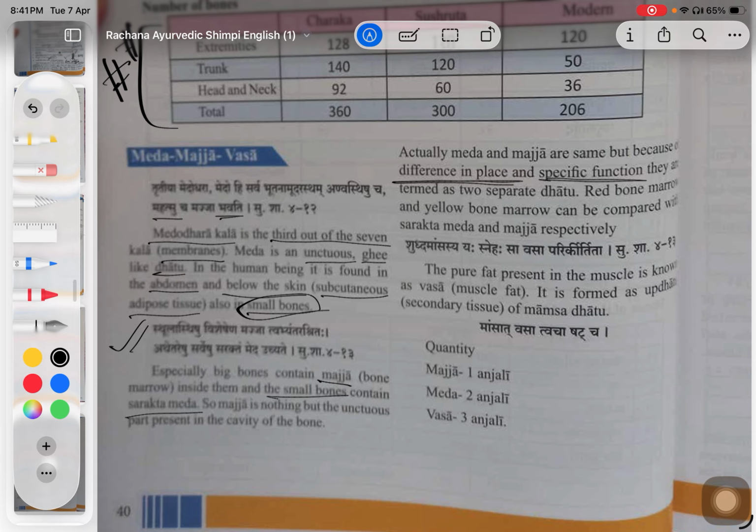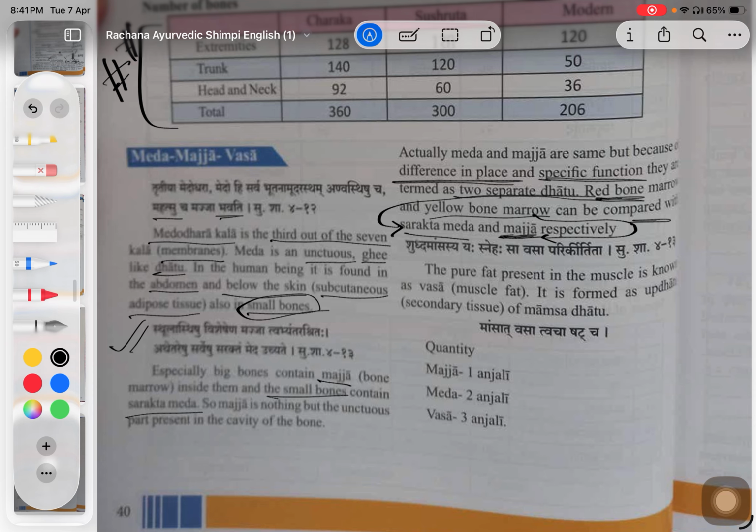Different in place and specific function, they are termed as two separate dhatu. Red bone marrow and yellow bone marrow can be compared with Sarakmeed and Majja respectively. Sarakmeed means red. The red bone marrow can be compared to Sarakmeed and the yellow bone marrow can be compared to Majja, as the name suggests, according to modern.